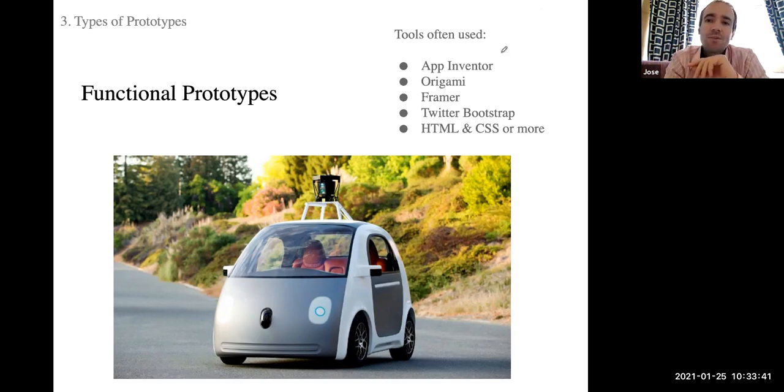So here's some tools you can use. App Inventor, I think you know this one, right? Android Studio you use. Origami framework. You can even use HTML and CSS to code. And Twitter Bootstrap is a CSS framework as well. If you make a website, for example, you can use this one. I think this is for apps, App Inventor. Anybody used App Inventor?